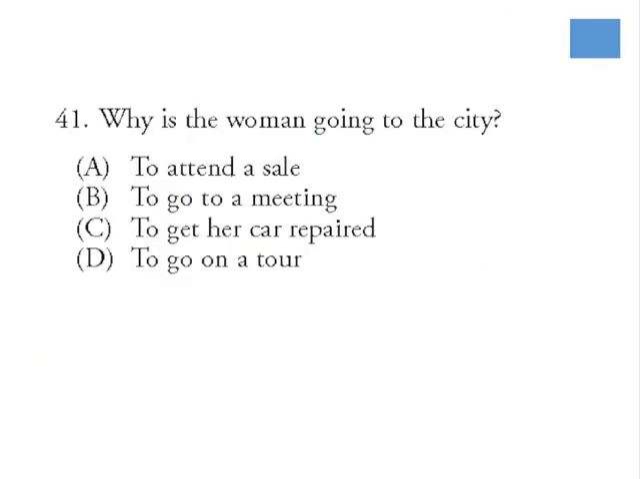So, for example, in number 41, why is the woman going to the city? You will notice that in choices A and C, there are some pieces of information that are partially correct. She was going to attend something, and it did have the word sale in it. These two ideas are basically correct, except they're obviously not referring to the correct context. Getting a car repaired, again, we did mention a car. We did mention something being repaired. So part of the information is correct, except for the fact that the car is not being repaired. It was the highway that was being repaired.